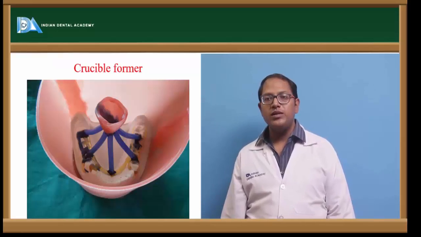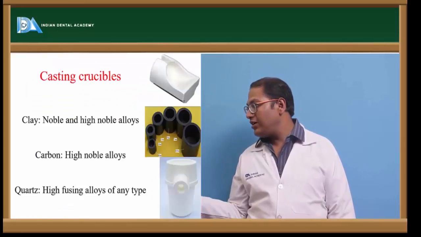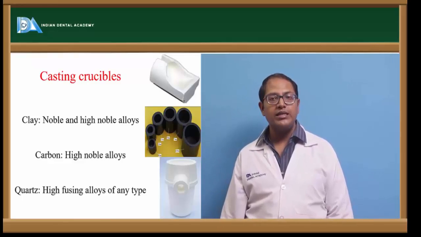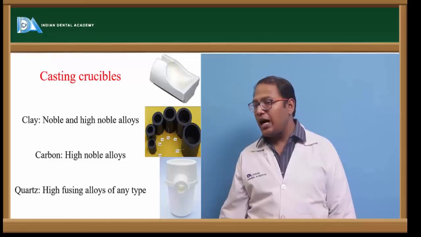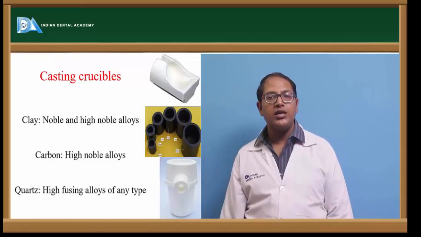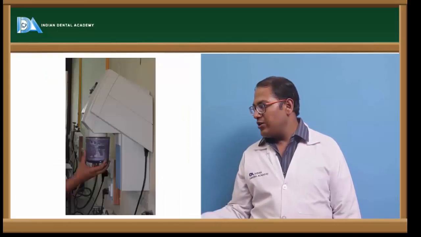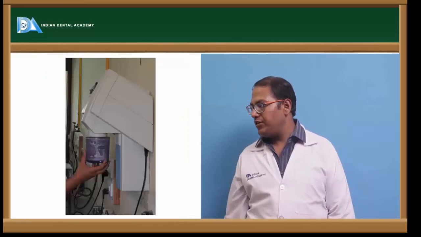The casting crucibles can be of clay, carbon or quartz. Clay we will be using for noble metal or high noble alloys. Carbon for high noble alloys again, and quartz for high fusing alloy of any type. Quartz is used.